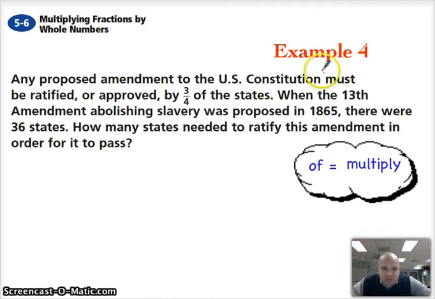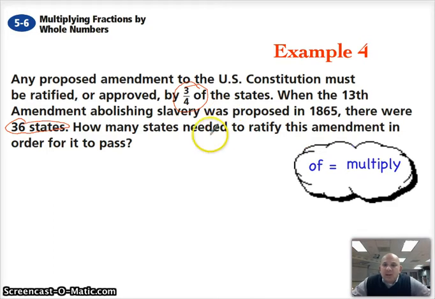Here's our last example. This example is a word problem. It says any proposed amendment to the U.S. Constitution must be ratified or approved by 3/4 of the states. When the 13th Amendment abolishing slavery was proposed back in 1865, there were 36 states. How many states needed to ratify this amendment in order for it to pass?